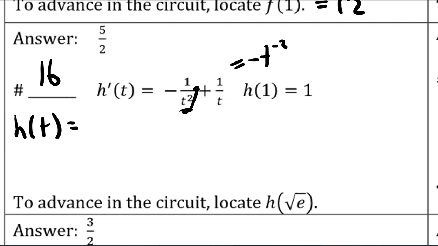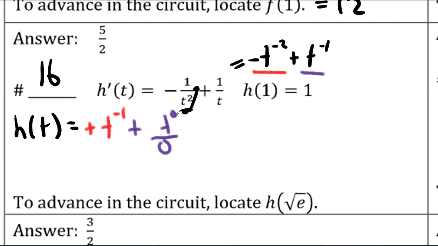And I guess you could do that on this one as well, but that one's not going to be quite as helpful. So if you use this exponent rule to rewrite it like this, now we can undo the power rule by raising the power by 1, dividing by the new power. And then you can try that over here, but when you raise the power by 1, it becomes t to the 0, which sounds okay. But then when you try to divide by that power, you can't divide by 0.